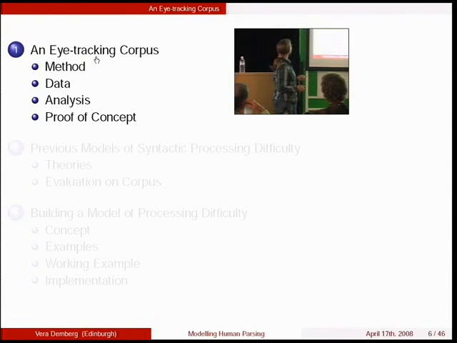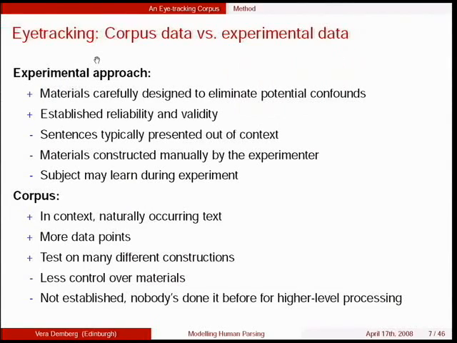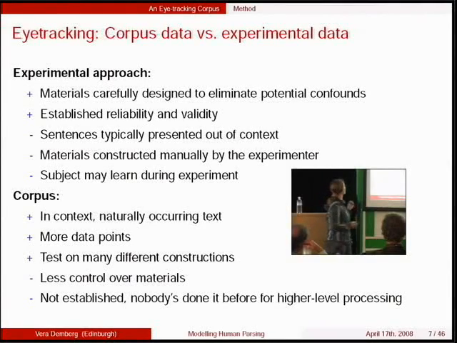So for the eye-tracking corpus, traditionally, people always use this experimental approach. In this paradigm, materials are carefully designed to eliminate any kind of potential confounds. So if you want to find out about a special phenomenon, you just keep everything else stable and provide a minimal pair, have people read that, and then see which one comes out to be more difficult. The advantage is there's established reliability and validity. People have done this for years.